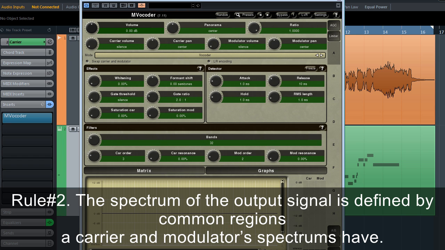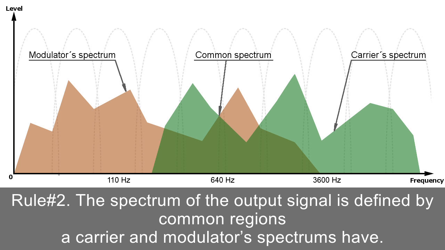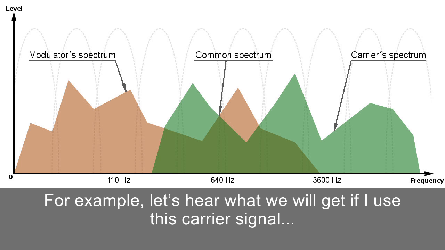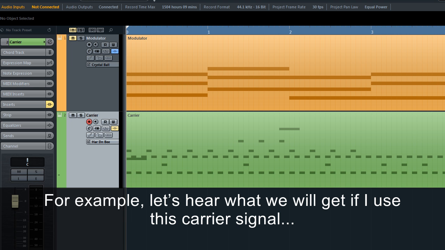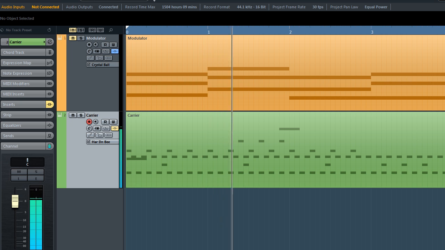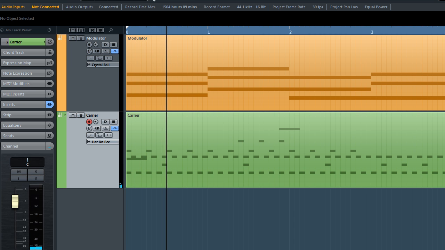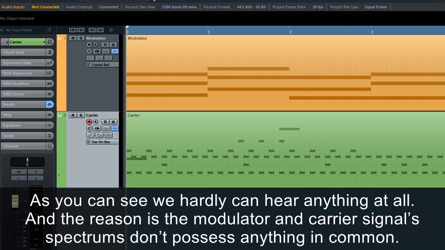Rule number 2. The spectrum of the output signal is defined by common regions a carrier and a modulator's spectrums have. For example, let's hear what we will get if we use this carrier signal and this modulator. And here is what we get. As you can see, we hardly can hear anything at all. And the reason is the modulator and carrier's signal spectrums don't possess anything in common.